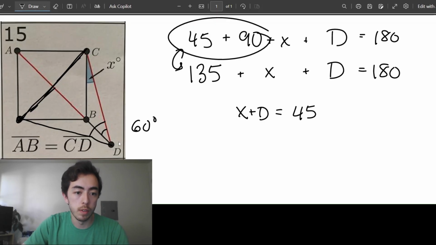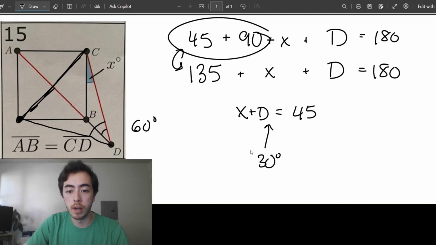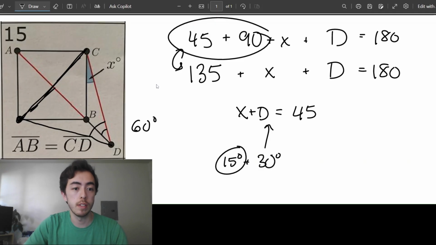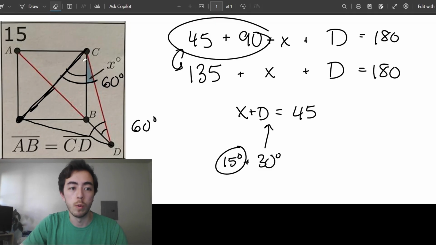So based on symmetry, that means angle D is 30 degrees, and that must mean x is 15. Cool. Well, there it is. Yeah, x is 15. That makes sense. And I think that also makes sense over here because, again, equilateral triangle, if we have 60 degrees all the way across and we take out the 45, we're left with just 15 degrees.